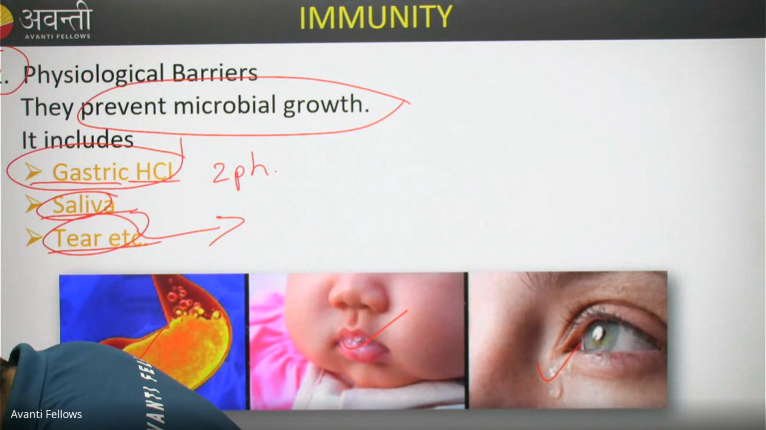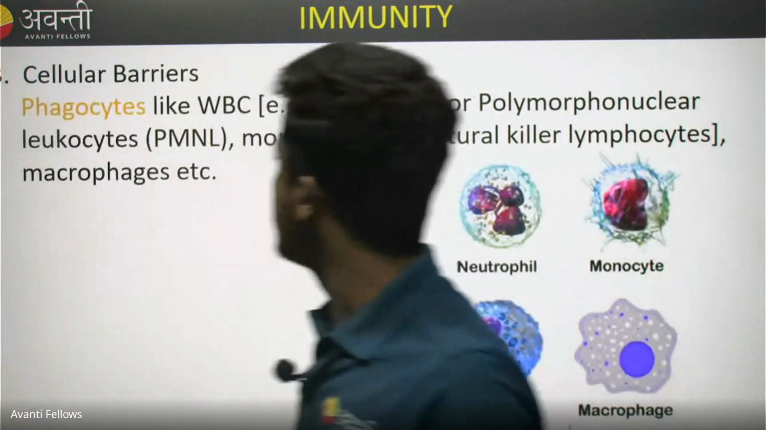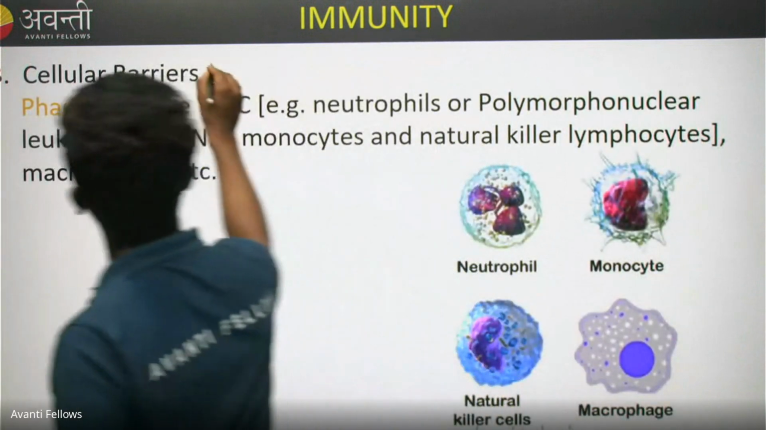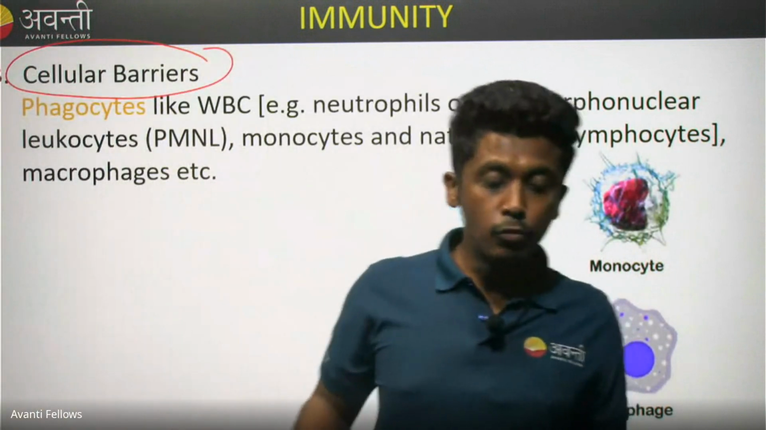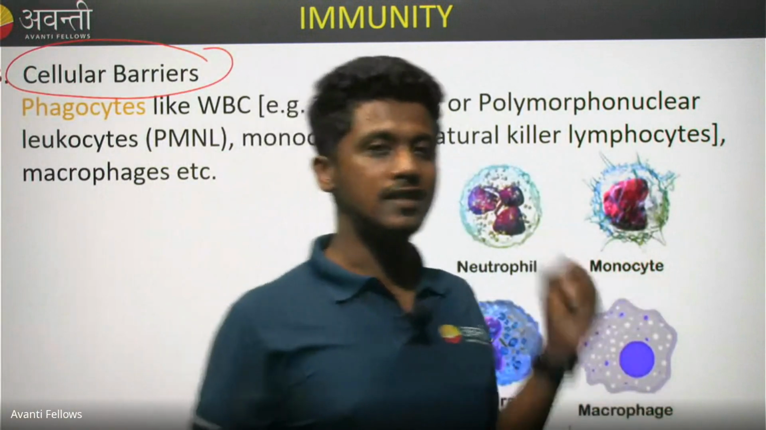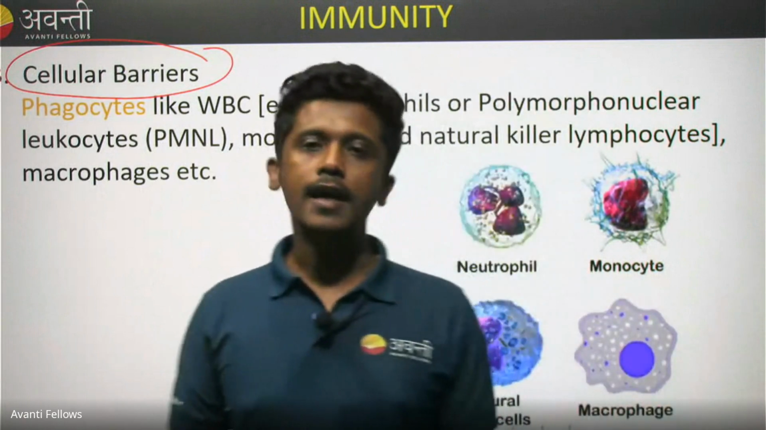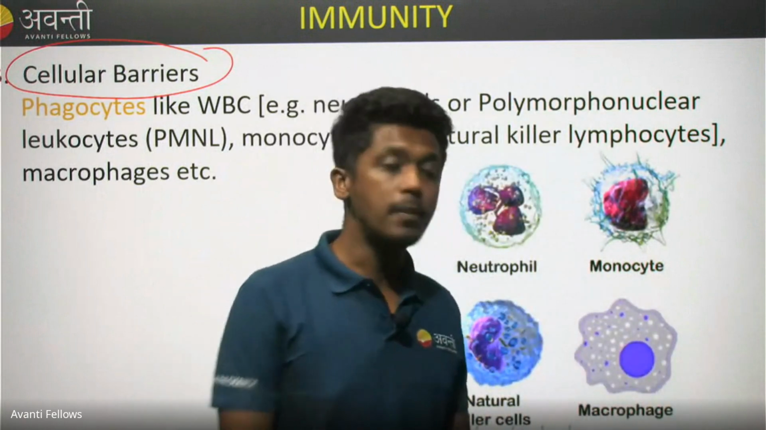And coming to the next slide, cellular barriers. The cellular barriers are like patrols or police that are just moving around the tissues and the cells. They have very unique capabilities.